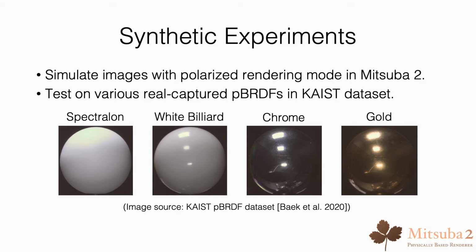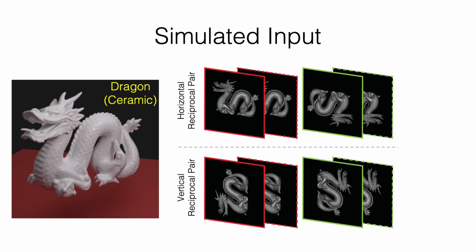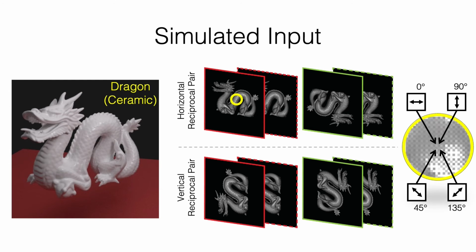We first validate our method on synthetic data. We use the Mitsuba 2 renderer to simulate polarimetric images, and we test on various reflectance in the real captured high-resolution PBRDF dataset. We simulate images as captured by a polarization camera. For each pixel, we have 4 measurements at different polarization angles. We simulate 2 reciprocal image pairs, and at each viewpoint, we render images under horizontal and vertical linear polarized light.